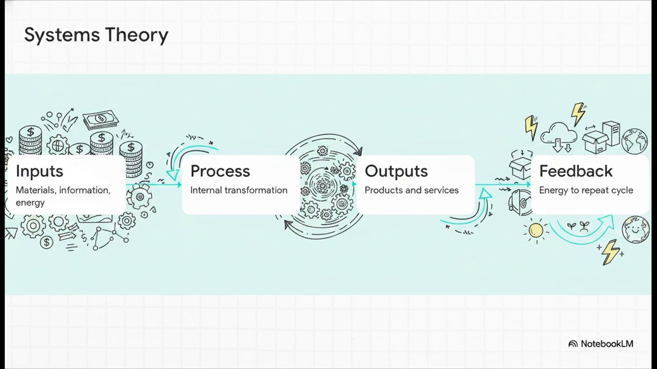Step 3. It releases outputs back into the world in the form of products, services, or even societal satisfaction. And Step 4. The sale or success of those outputs generates feedback, energy, and resources that allow the whole cycle to repeat. It's like the business is constantly breathing in and out with its environment.